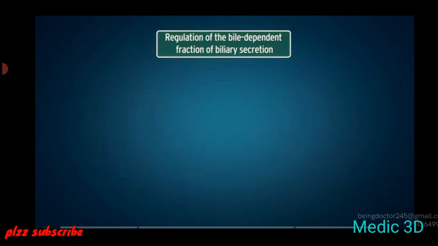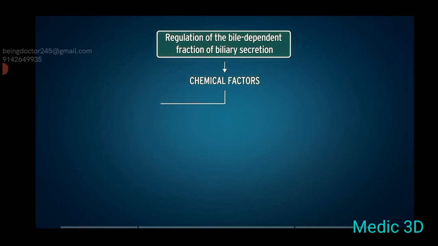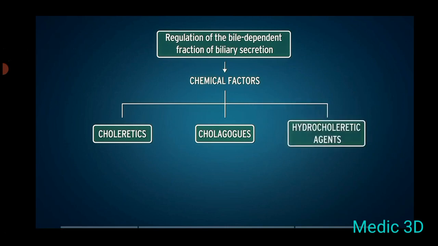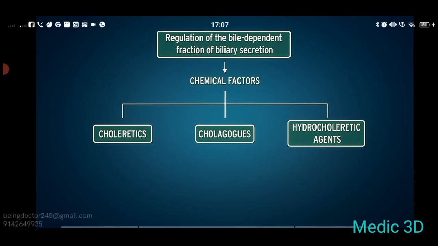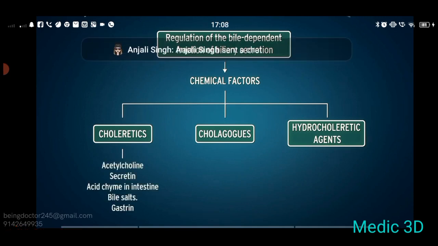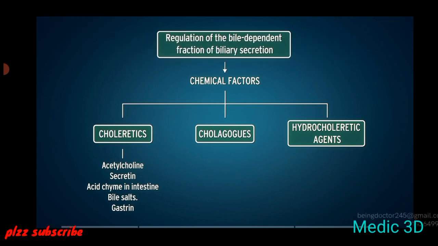Secretion of bile from the liver and release of bile from the gallbladder is influenced by some chemical factors which are categorized into three groups: choleretics, cholagogues, hydrocholeretic agents. Choleretics: substances that increase the secretion of bile from the liver are known as choleretics. Effective choleretic agents are acetylcholine, secretin, acid chyme in intestine, bile salts, gastrin.